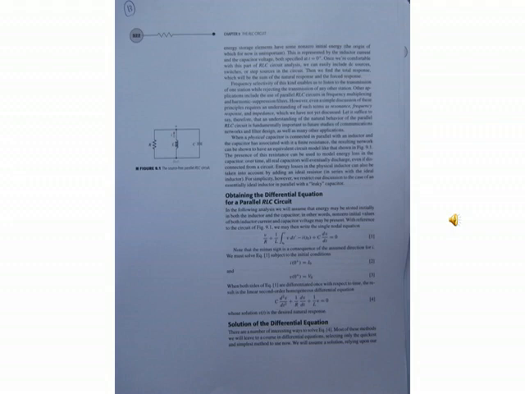We differentiate this equation. Differentiating, we get C d2V by dt square plus 1 by R dV by dt plus 1 by L V equals 0. So there are two equations: the first is the integral equation, and the second is a differential equation, C d2V by dt square plus 1 by R dV by dt plus 1 by L V equals 0. We have to solve this differential equation to get V(t). The solution V(t) is the desired natural response.